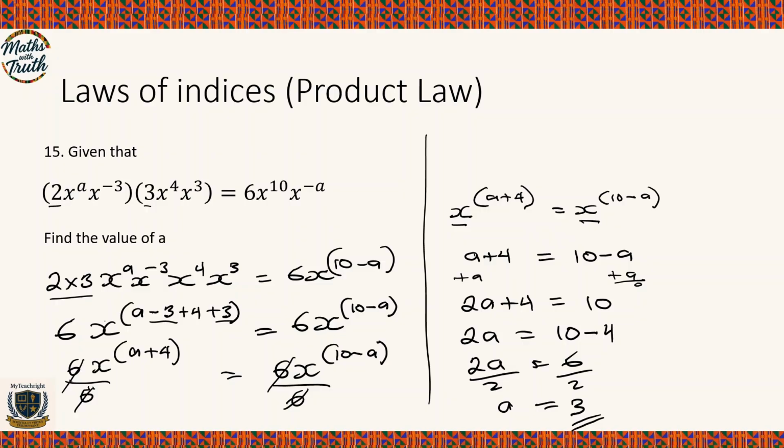So let's see if this is correct. We can actually use this expression here. So we have x exponent a plus 4, where the value of a is 3, is equal to x exponent 10 minus 3. And then this gives us x exponent 7, that is 3 plus 4, is equal to x exponent 10 minus 3, which is 7. So you see, x exponent 7 is equal to x exponent 7. Now, that is how you solve this type of questions.